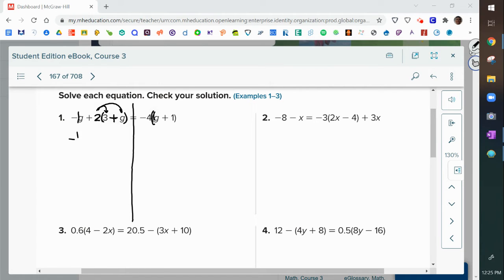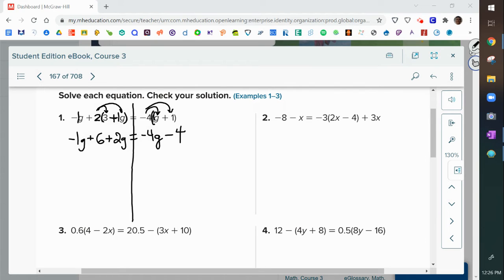Okay, so we can bring the negative 1g down. 2 times 3 is 6, and 2 times, oops, I forgot my 1g. 2 times 1g is 2g. Now we're going to distribute this negative 4. Negative 4 times 1g is negative 4g. And negative 4 times plus 1 just gives us minus 4.